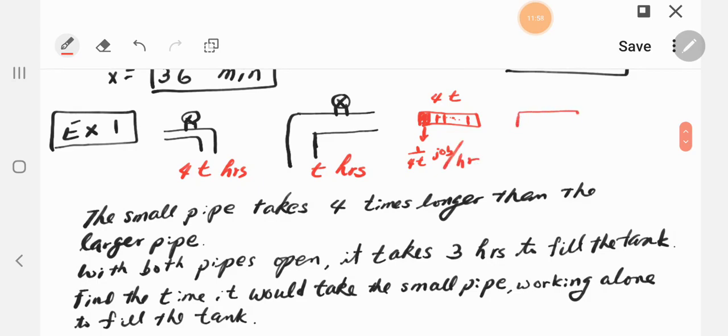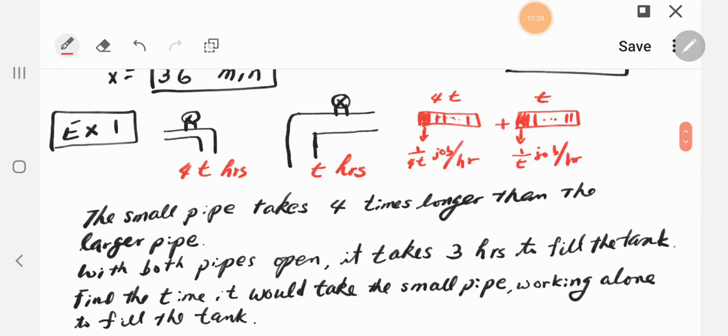Okay, the larger pipe takes T hours. So divide this into T pieces. So each piece is 1/T of the job that will be done per hour.